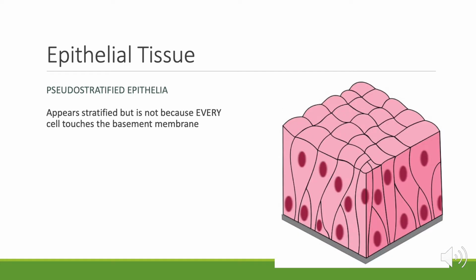Another form of epithelial tissue is pseudostratified epithelia, and this one can be tricky because it appears to be stratified since there are multiple layers of nuclei. However, every cell is attached to the basement membrane, and thus it's only one cell layer thick.